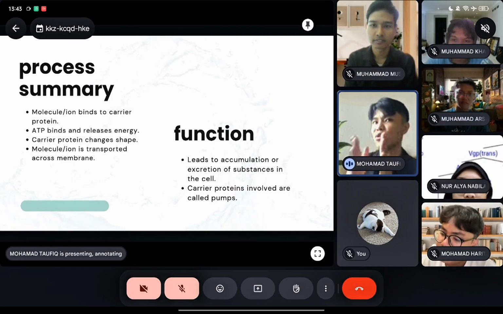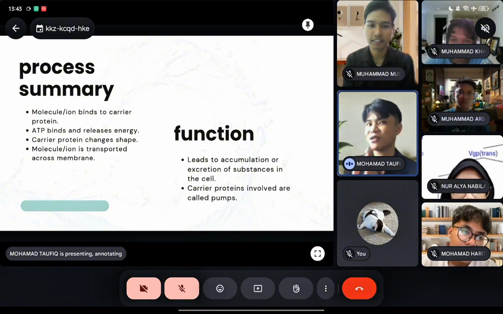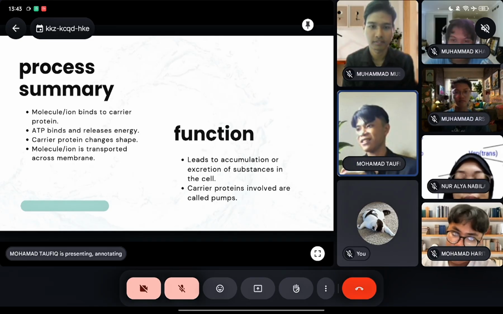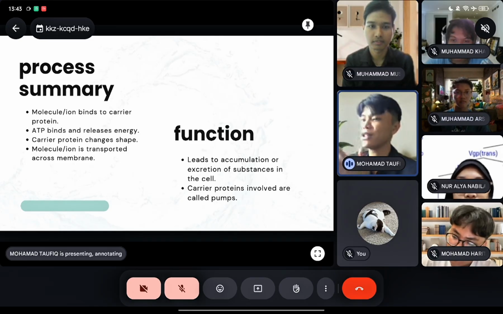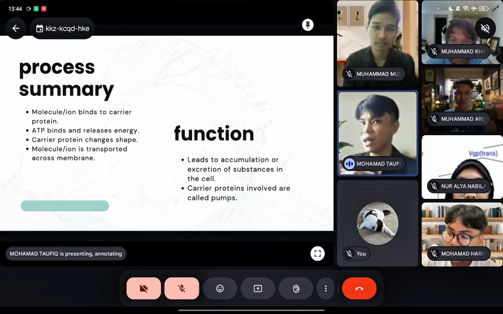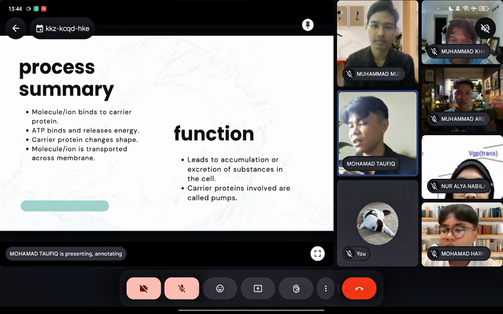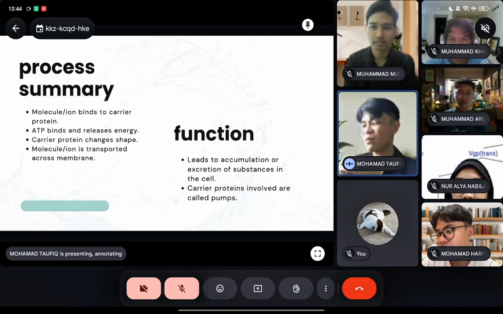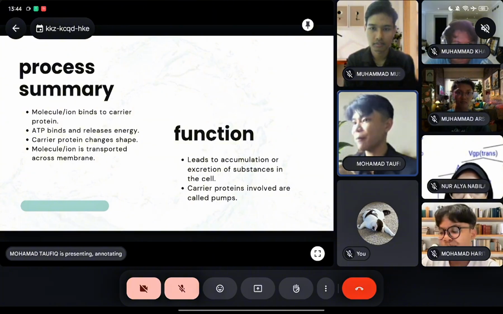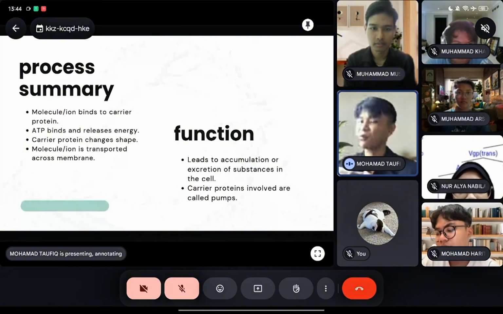Now, let's look into the process summary. The molecule or the ion binds to the carrier protein, which ATP also binds to, to release energy. The release of the energy changes the shape of the carrier protein, thus the molecule or the ion is transported across the membrane. Okay?